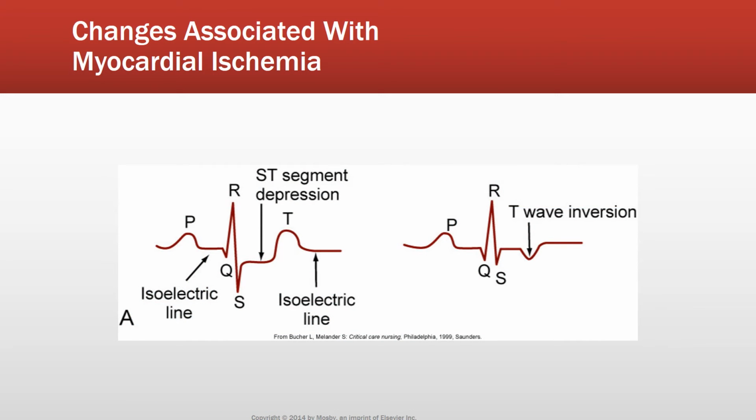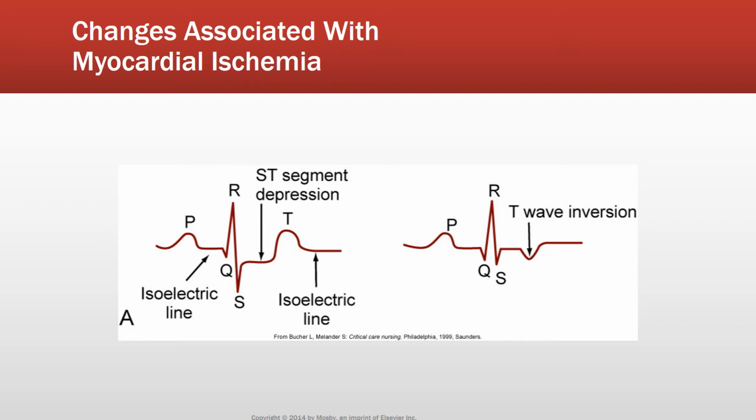With myocardial ischemia, these are some of the changes that you will see in your EKG. Normally, there may be an ST depression and a T wave inversion. You may also see ST segment depression, usually very small, only about 1 millimeter below the isoelectric line, which is that flat line that you see.